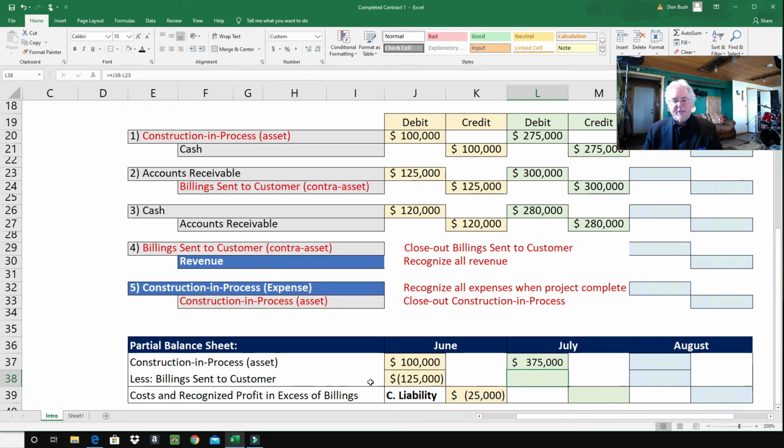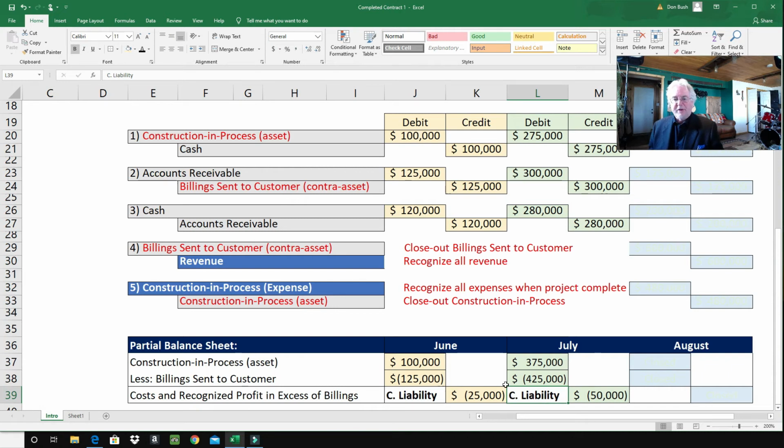Billings sent to customers. Well, we billed our customers for $125,000, and we are adding to that $300,000 for July, so that should be $425,000, and it is. So the difference between these two numbers here, a positive $375,000 and a negative $425,000, it's going to be negative. It'll be a negative $50,000. So you might be wondering, why are we putting this in the current liability section? And the answer is, we did $375,000 worth of work, but we billed our customers $425,000.